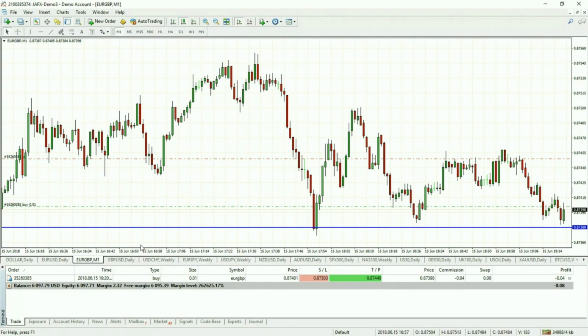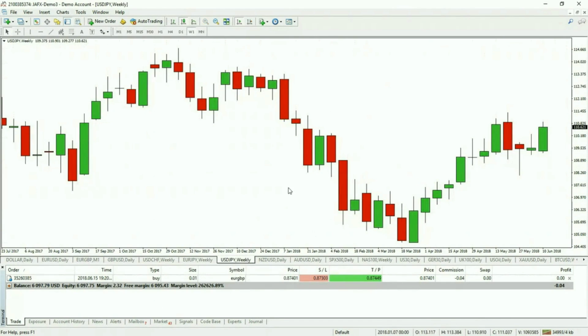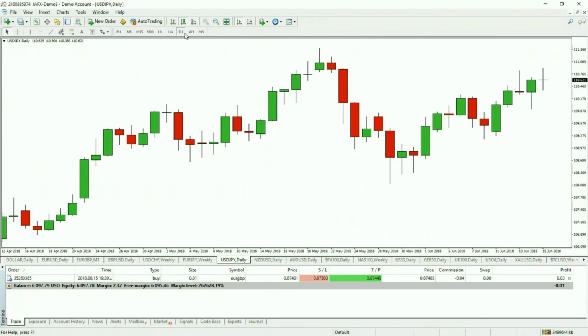Now let's go across to a different market here. We'll trade the US dollar against the Japanese yen. It's strong on the week. Sorry, it's flat on the day.